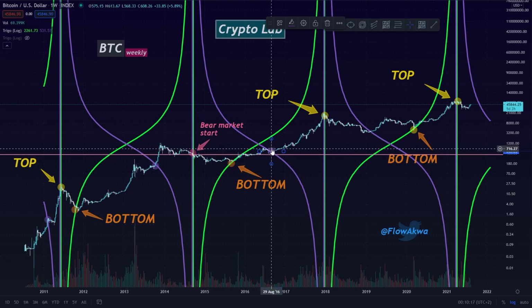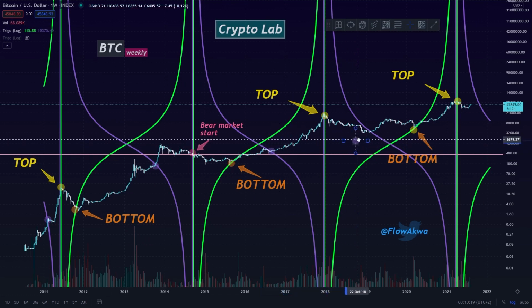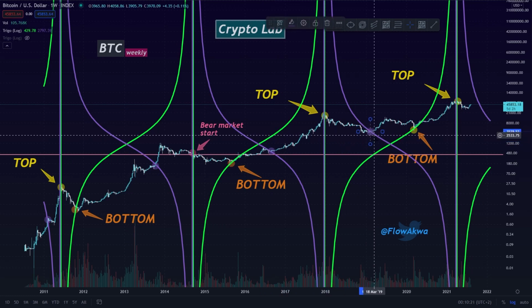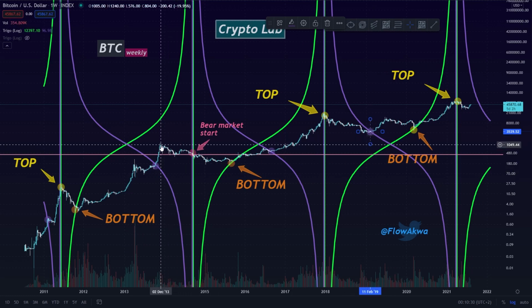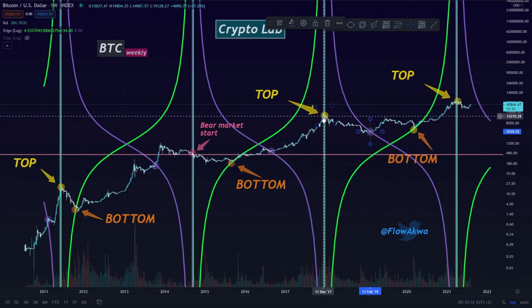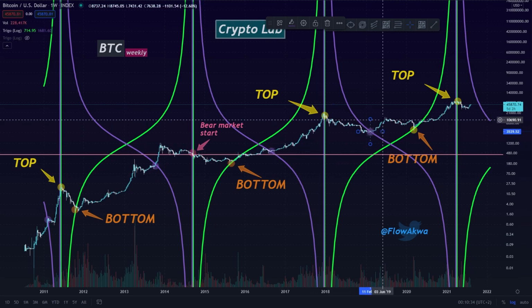What's next? Okay, I put the point here. It is exactly the same thing. We crossed it, we went straight up into a bull run inside a bear market. This is so funny, guys.